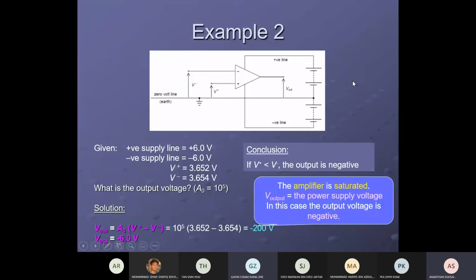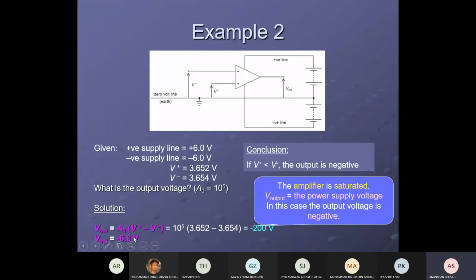If the supply were infinite, then we could reach that value. So the amplifier is saturated. This is called saturated. In an exam, when they give these numbers, you calculate and get -200 volt, but you know the answer is -6, so you put -6.